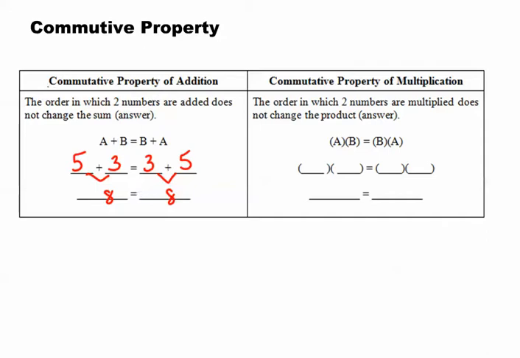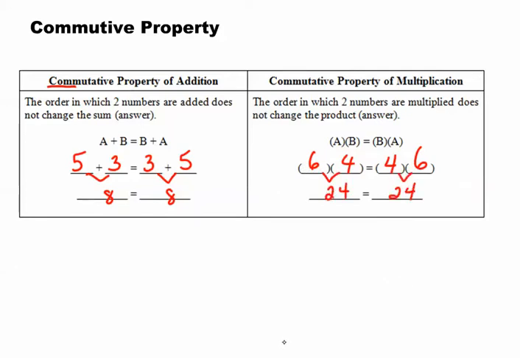That's the commutative property. The commutative property of multiplication, exact same thing. No matter the order, if I switch the order of numbers in a multiplication problem, it's not going to change my answer. So a times b is the same as b times a. So again, let's put in 6 and 4. So 6 times 4 and 4 times 6 is still going to give me 24 no matter what there.